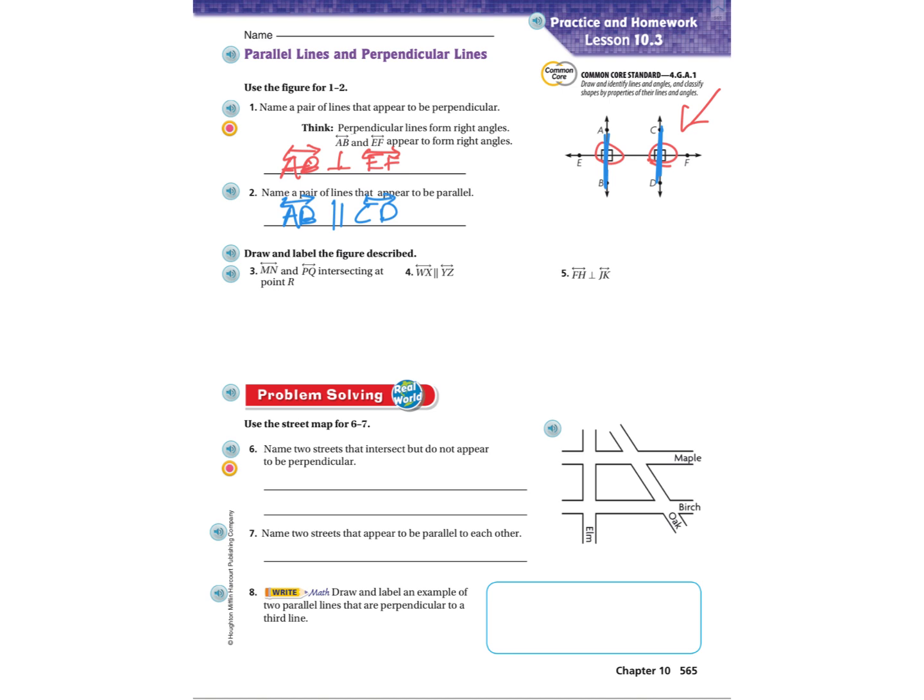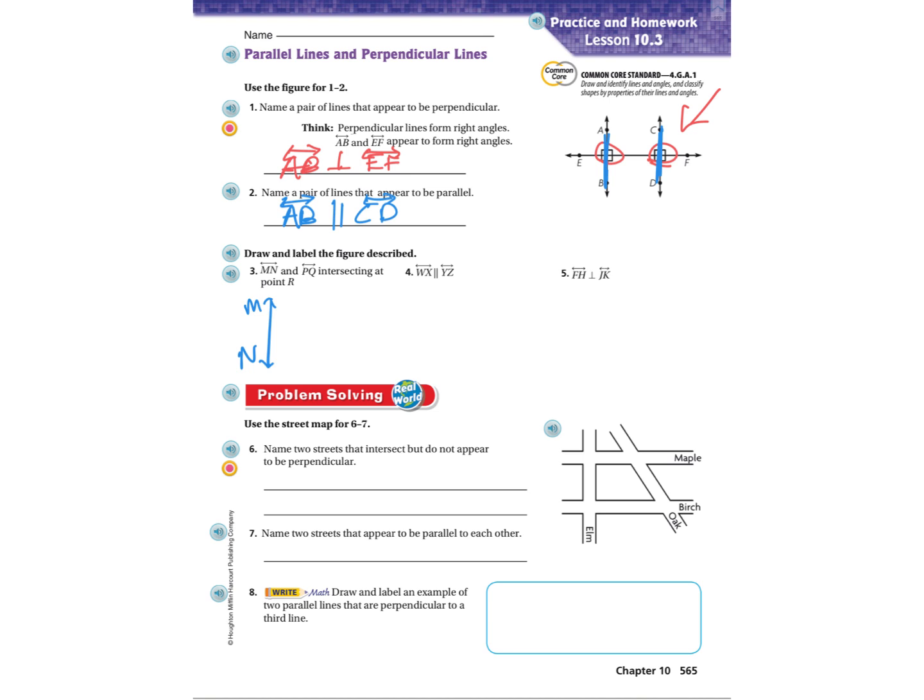Okay, let's see, number 3. Draw and label the figure described. MN, okay, so let's draw a line MN, and it has arrows, so MN. Okay, next clue, and PQ intersecting at point R.